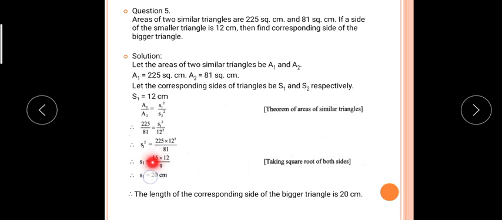So the square root of 225 is 15, we cancel the square of 12, the square root of 81 is 9, and after solving this you will get the side S1, that is 20 centimeter. Therefore the length of the corresponding side of the bigger triangle is 20 centimeter.